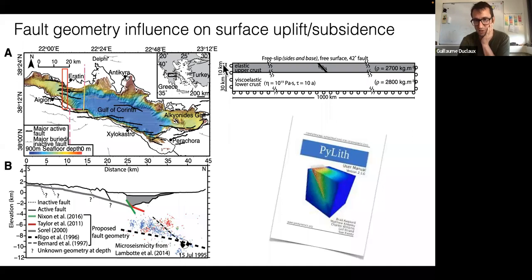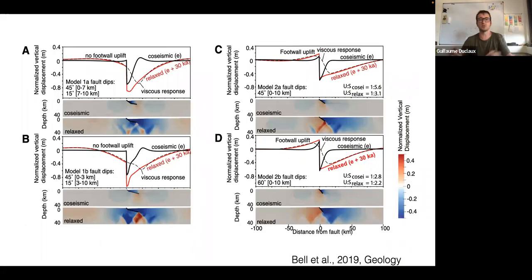And to do that, we used, as I told you, Pylith, and we developed this very simplistic 2D model with an elastic upper crust on which we impose an initial fault, and we're going to play with the geometry of this fault, having it straight, having it kinked at a certain depth, and we've got a viscoelastic lower crust. The model is very long, 1,000 kilometers long, but we only look at the central part along the fault. And this is what the result looked like.